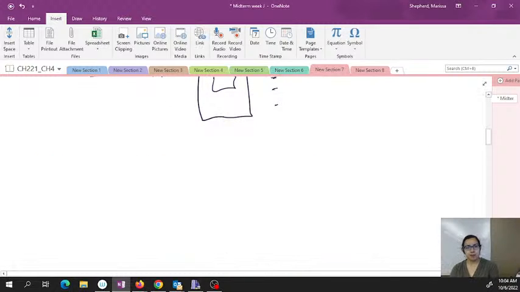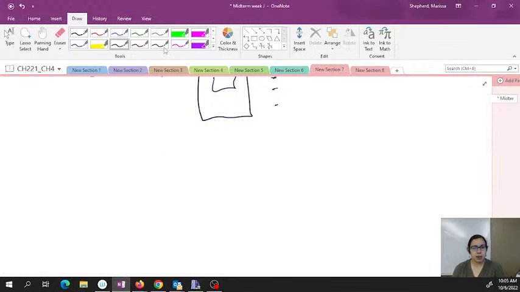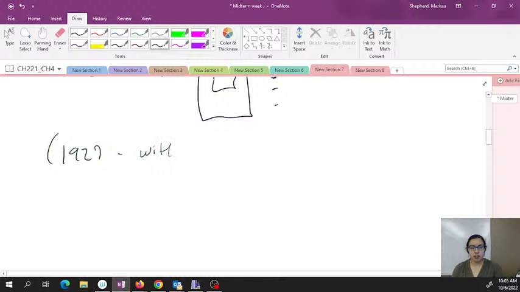This would actually be repeated later in 1927 with electrons. And they found that electrons exhibit the same behavior. So just like the light, they make the interference pattern. That was really strange. Same behavior.